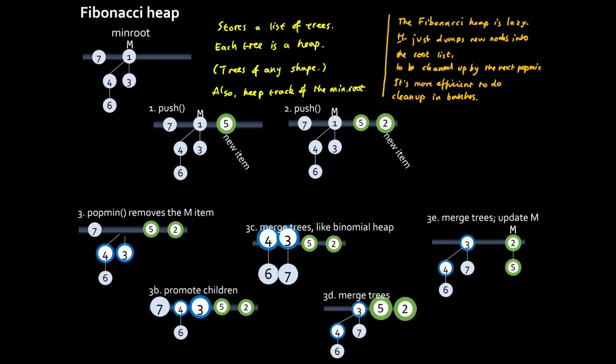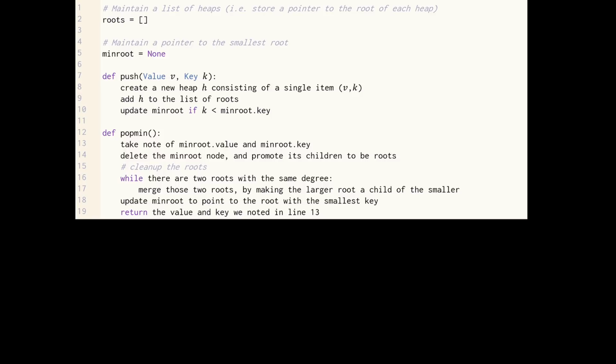Let's look at a code snippet. The Fibonacci heap maintains a list of heaps. Each heap is a tree, and the way it stores that, it just stores a pointer to the root node of each of the heaps. In addition, it maintains a pointer pointing to which of those roots is the smallest. Whenever you push a new node, all we do is we create a new heap consisting of just a single node. We add that new heap to the list of roots, and if necessary, we update the min root pointer.